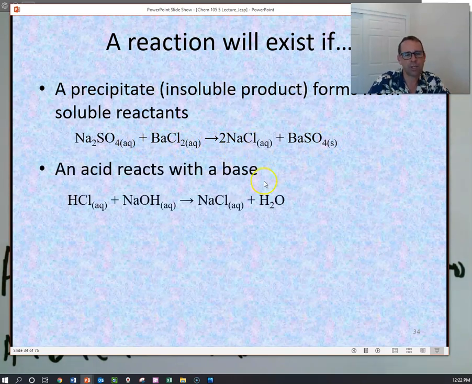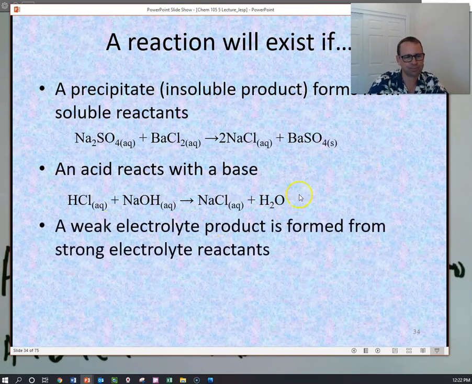Another way for a reaction to occur is if an acid, HCl, combines with a base, NaOH, hydrochloric acid, sodium hydroxide. Because when they combine, the H here goes with the OH and produces what? What happens if I combine the H plus ion with the hydroxide ion? H2O. That's right, water. And that is a liquid. It's not going to dissociate. And so that is also a form of chemical reaction that will occur.